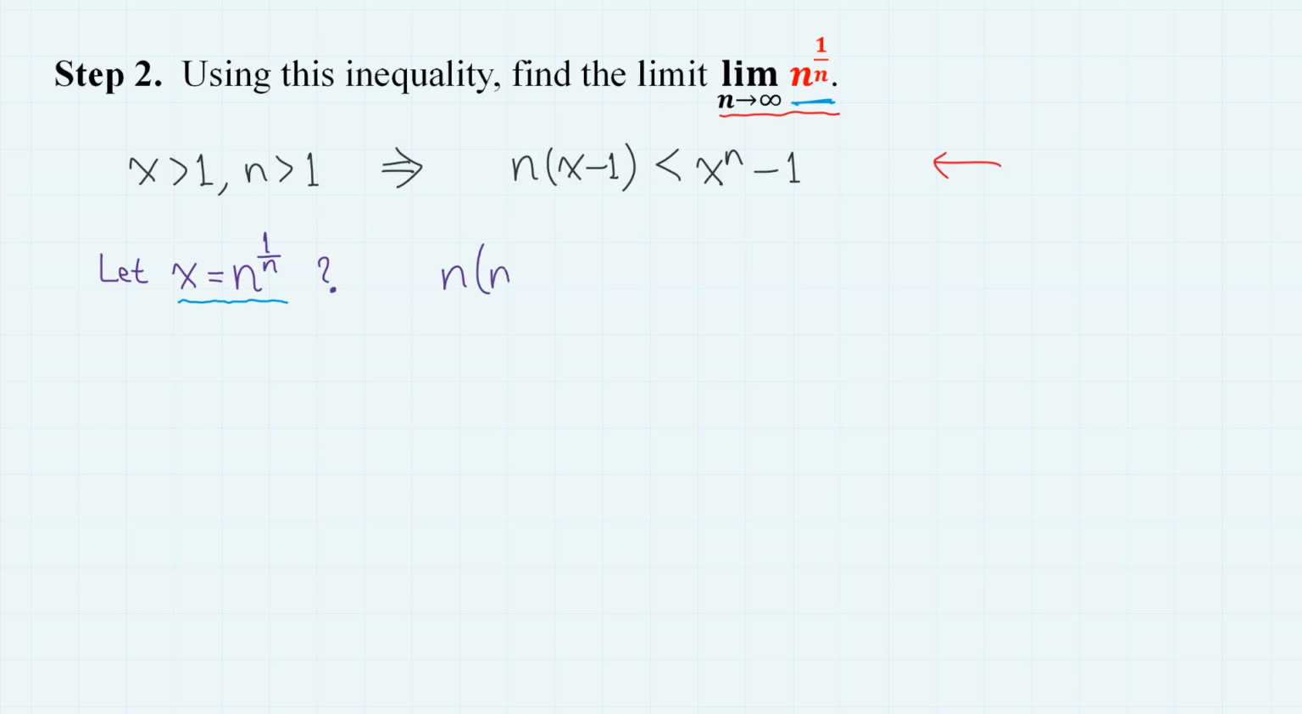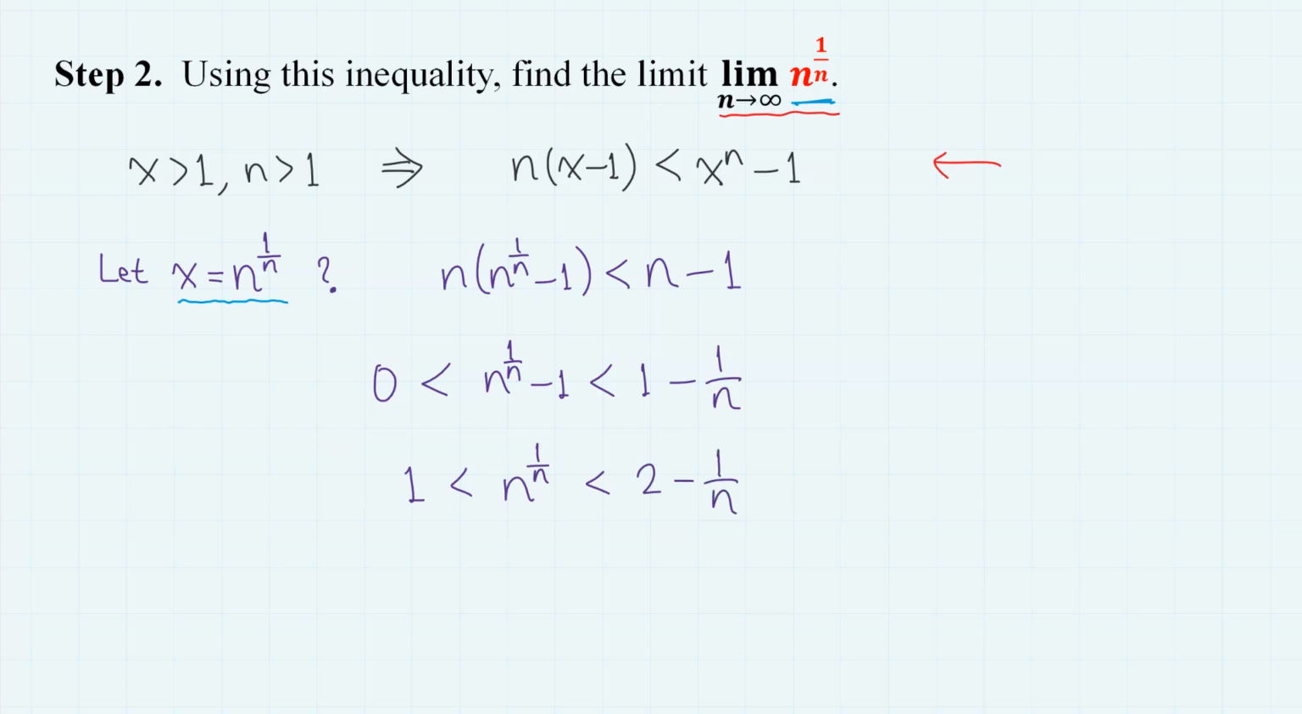Then we have n times (n to the power of 1 over n minus 1) is less than x to the power of n, which is equal to just n, hence n minus 1. If we divide by n, which is greater than 1, then we have n to the power of 1 over n minus 1 is less than 1 minus 1 over n. And when n is greater than 1, n to the power of 1 over n minus 1 is greater than 0. This gives n to the power of 1 over n is greater than 1 and less than 2 minus 1 over n.